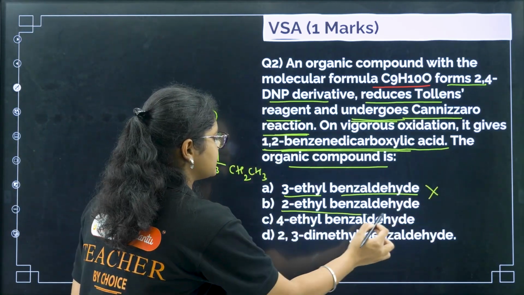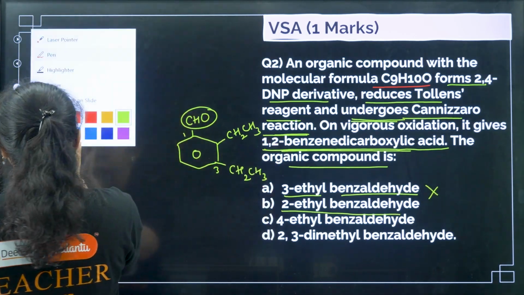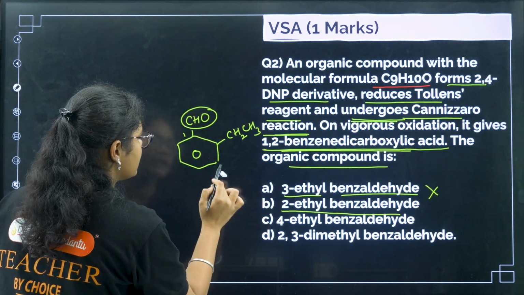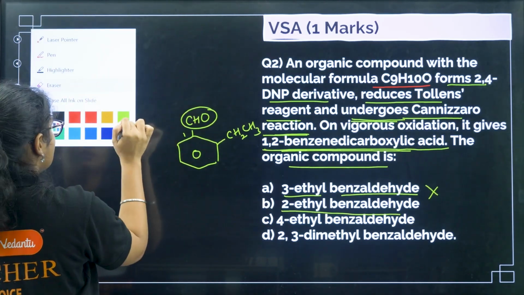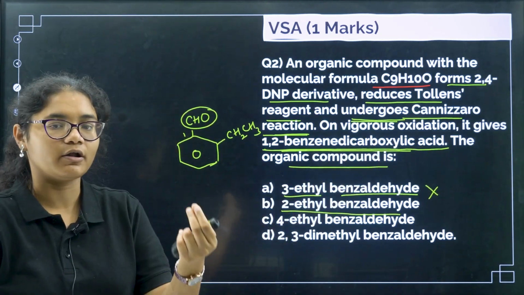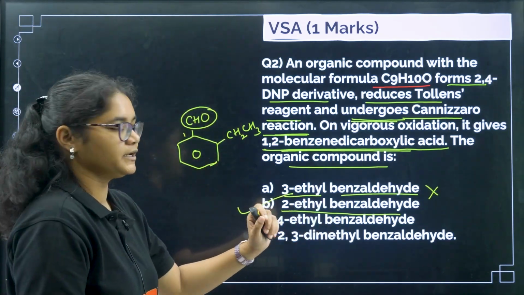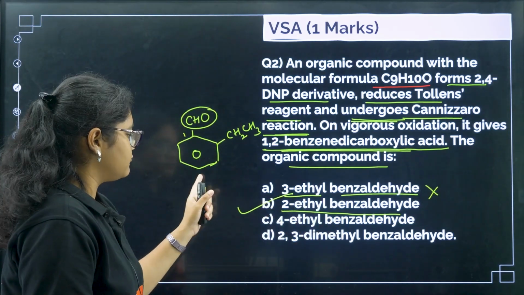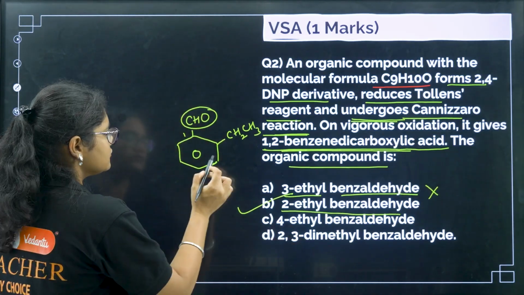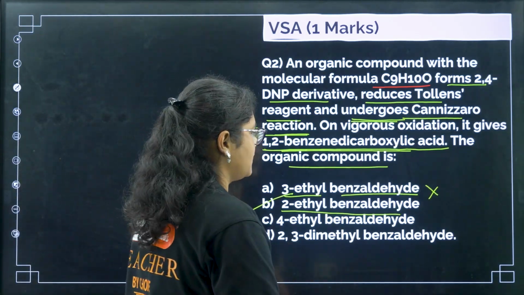Next, 2-ethyl benzaldehyde. If this is present, 2-ethyl benzaldehyde, then definitely I think this one will give you 1,2-benzene dicarboxylic acid on oxidation. So, the correct answer for this question will be option number B. 4-ethyl will give you 1,4, and what about 2,3-dimethyl benzaldehyde? Let us see this one. 2,3-dimethyl will give you 1,2,3-tricarboxylic acid. So, that is why this is also not the answer.